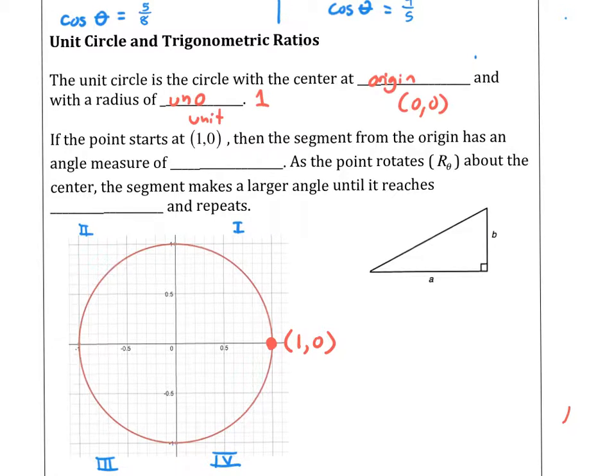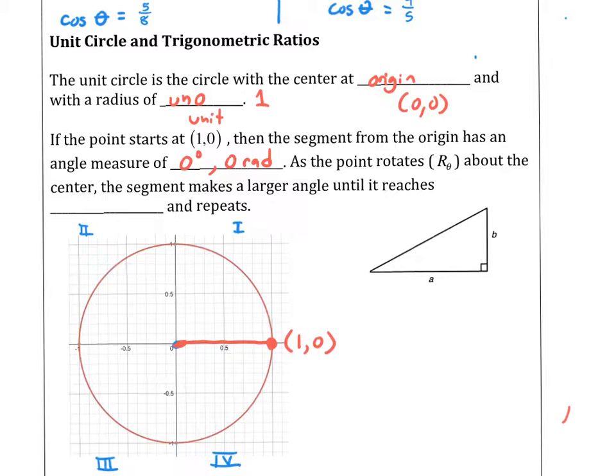And the idea of the unit circle is that we're just taking that point and we're going to swing it around, like an orbit, just around the center like that. So if the point starts at 1, 0, then the segment from the origin, this segment right there, has a measure of 0 degrees, also known as 0 radians.